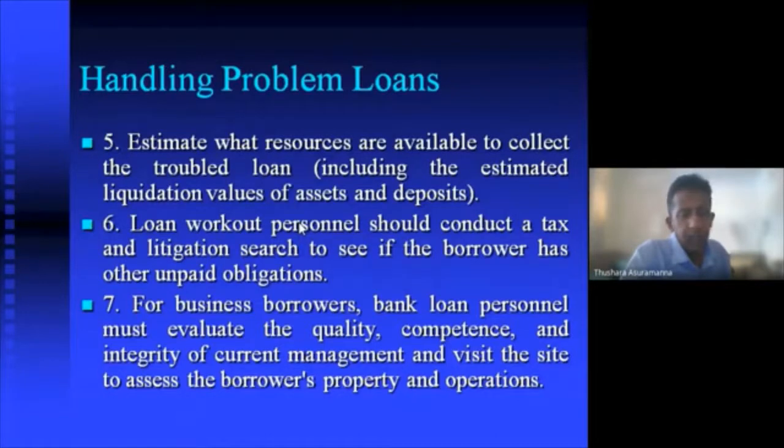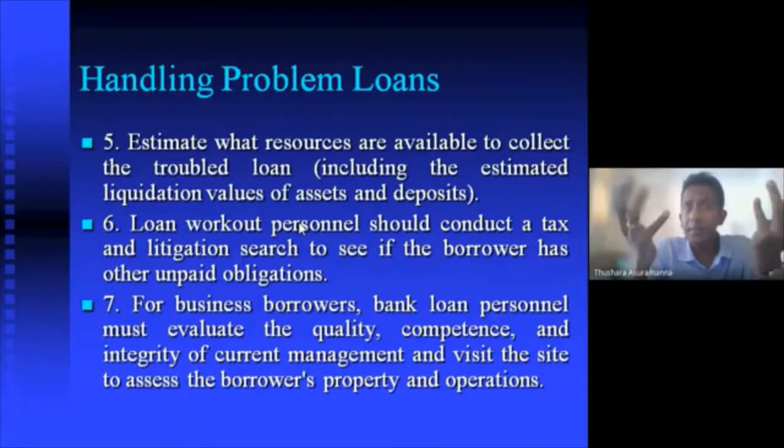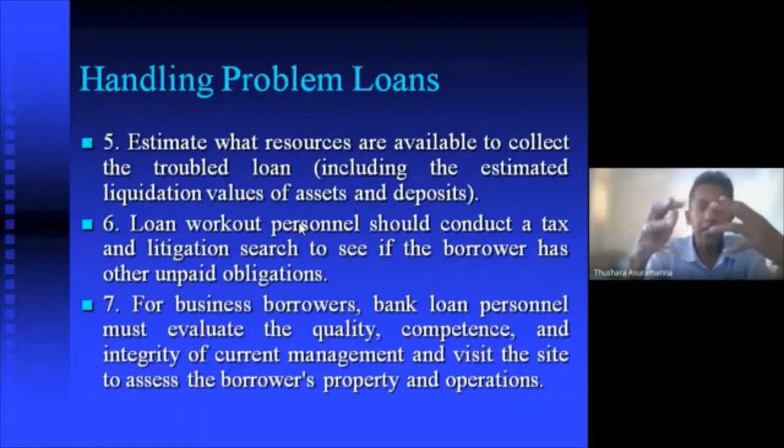Seven, for business borrowers, bank loan personnel must evaluate the quality, competence, and integrity of current management. Visit the sites, assess the borrower's property and operation. Very important, because now it's not an individual, it's a business borrower. There may be a management change, right? There may be new directors, new people running the organization. Now you have to reassess their competency, quality, capacity, commitment. Because based on that only, you have to take some future actions.